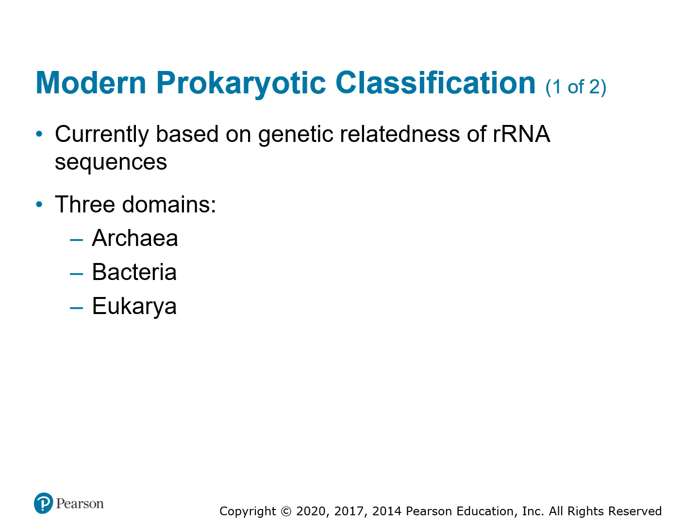So switching gears, let's talk about modern prokaryotic classification. Currently, our classifications are based on genetic relatedness of the ribosomal RNA sequences. There's three big domains that we talk about. There's archaea, or some people say archaea, bacteria, and eukarya.